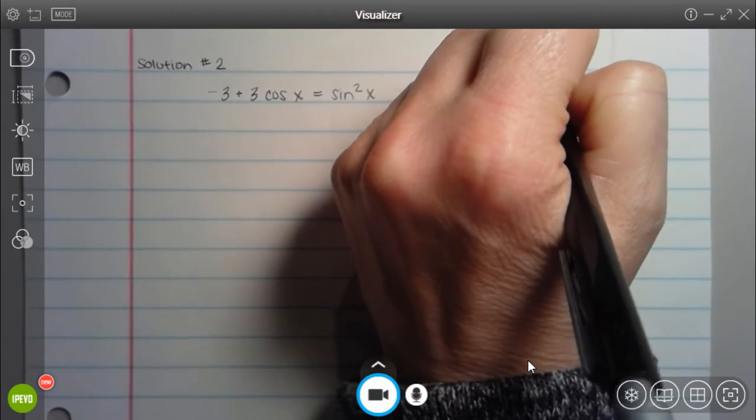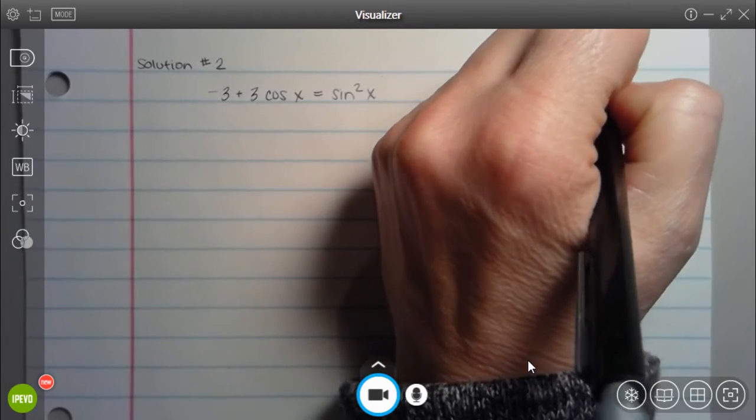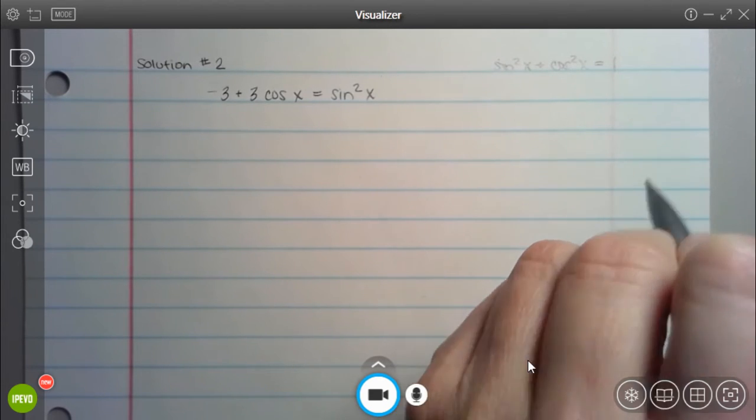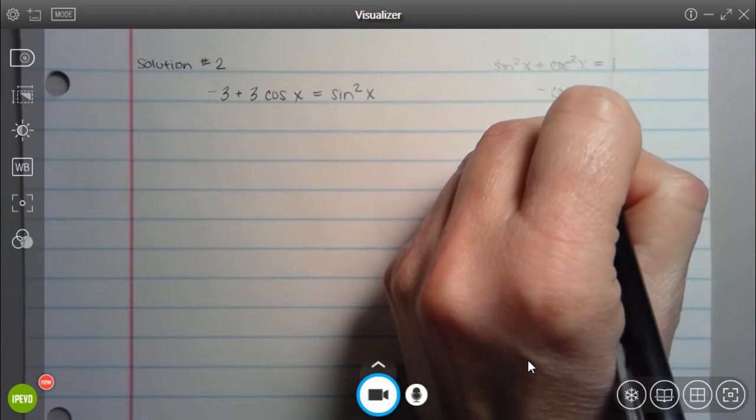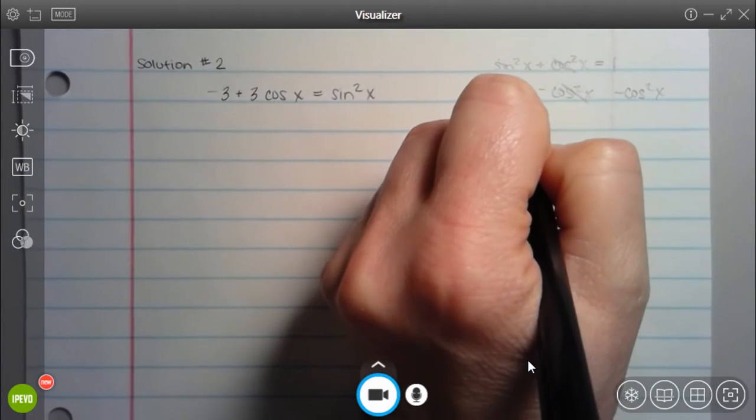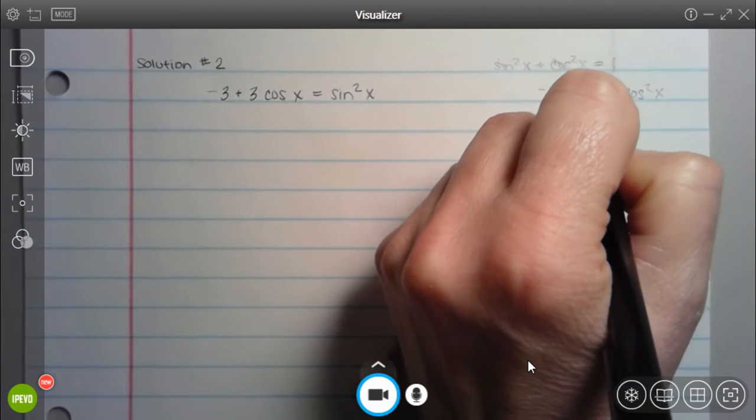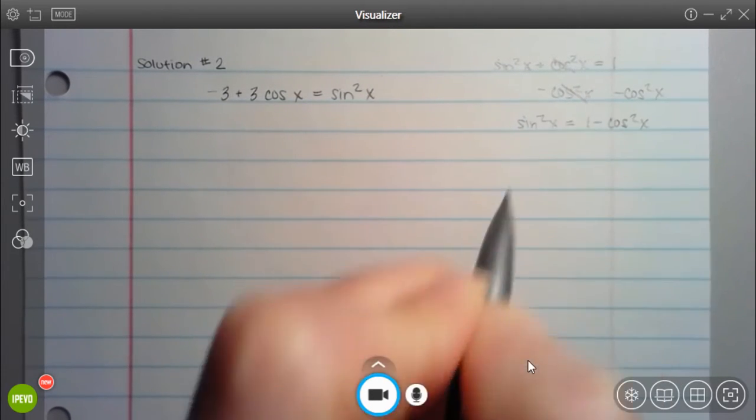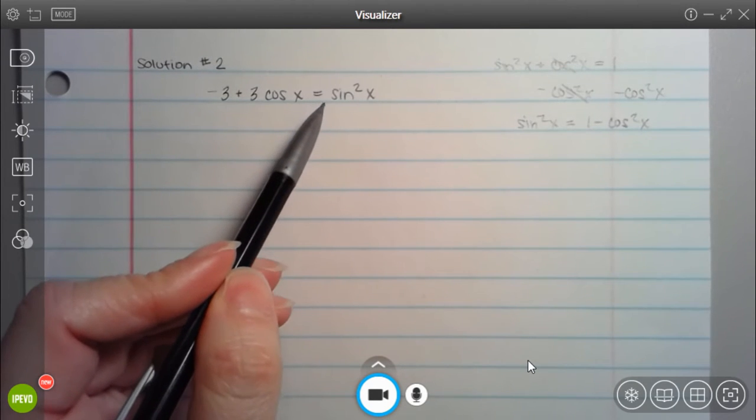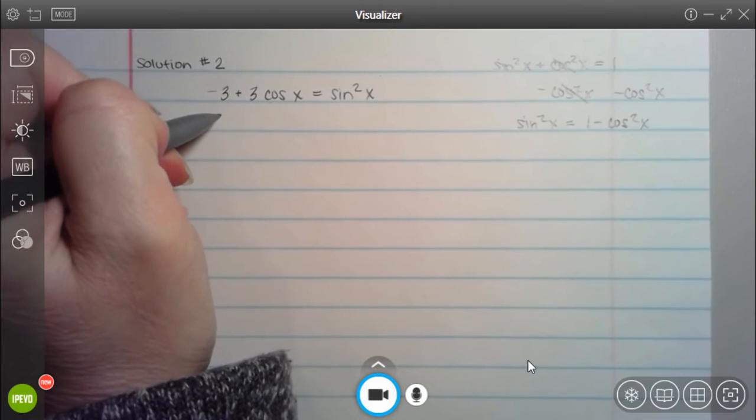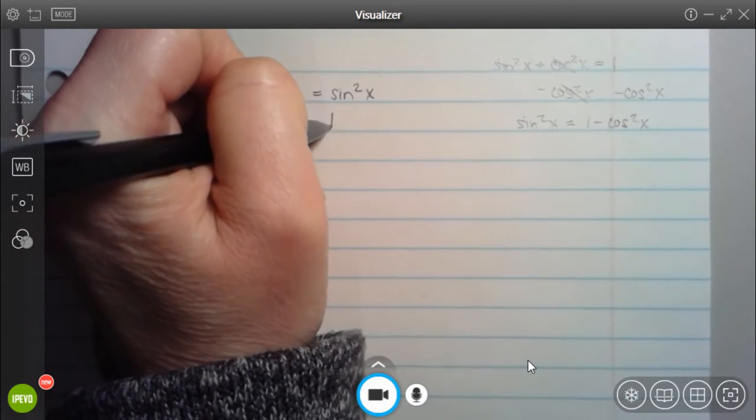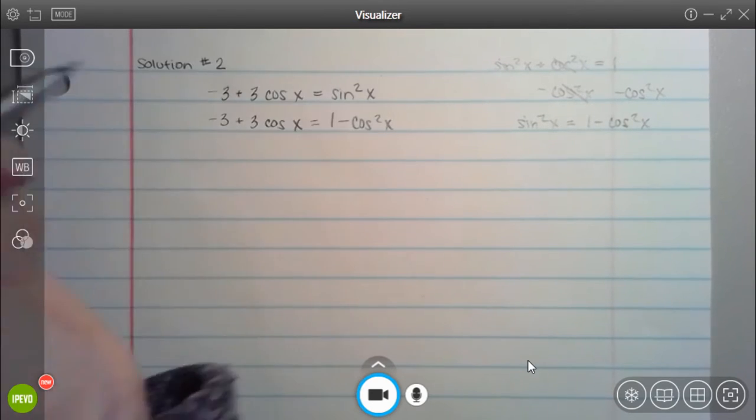Our Pythagorean theorem is sine squared plus cosine squared equals 1. And if we were to subtract cosine squared from both sides, these would cancel and we'd be left with sine squared equals 1 minus cosine squared. So we can substitute that expression in right here for sine squared. So we have -3 plus 3 cosine x equals 1 minus cosine squared x.